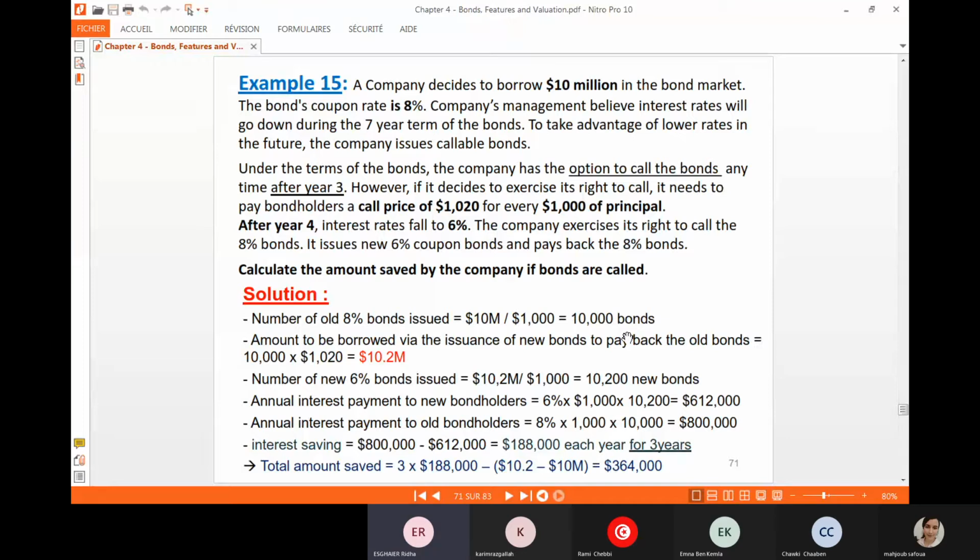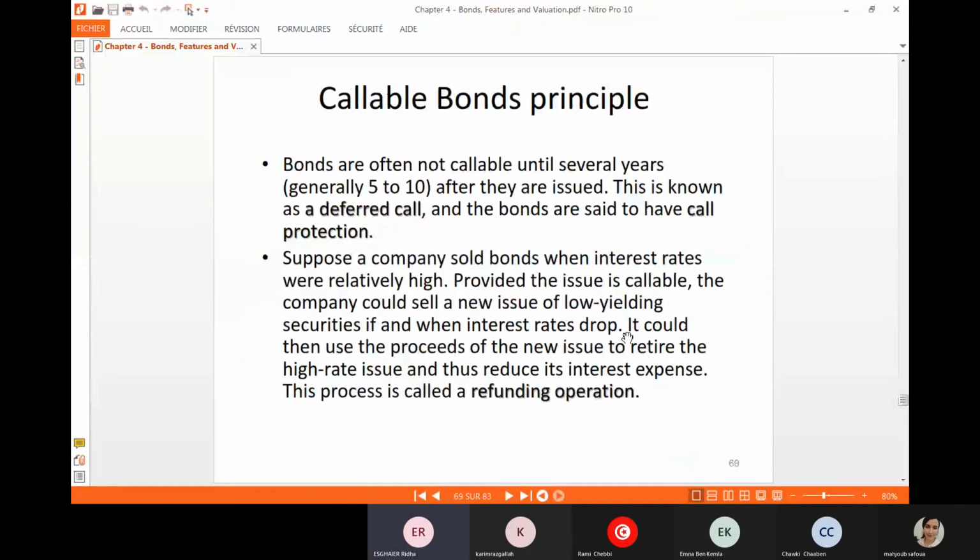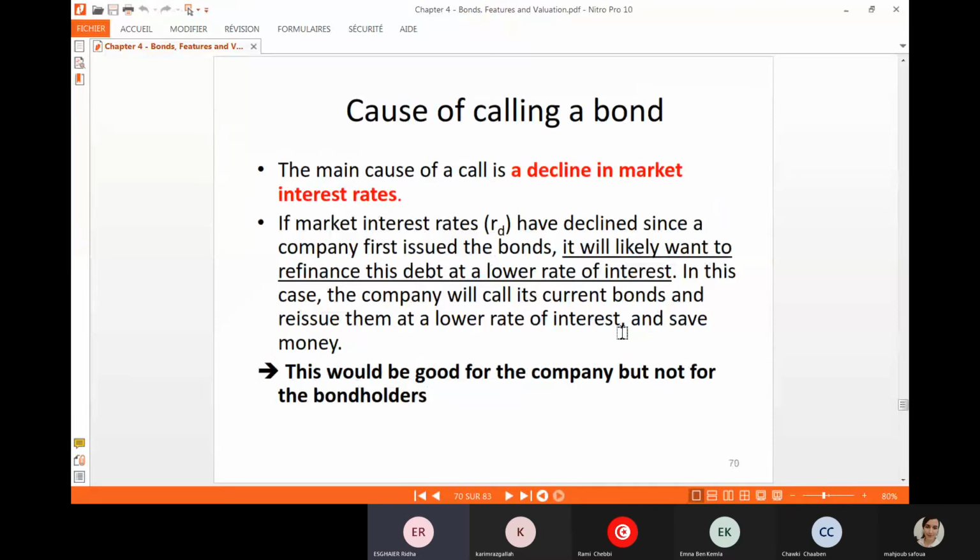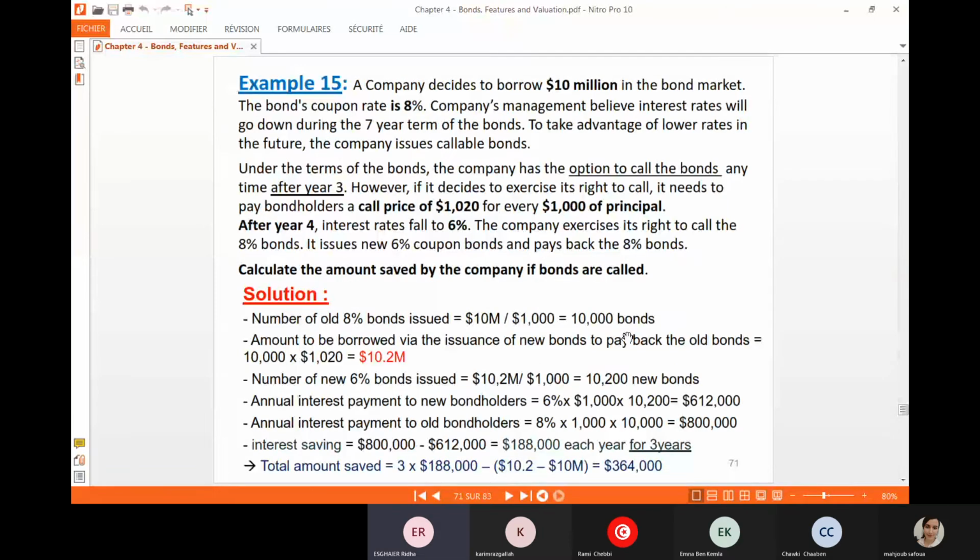So here we have what we call call protection, call protection of 3 years. You can't buy it back before 3 years. However, if it decides to exercise this right of calling the bonds, it needs to pay bondholders a call price higher than the par value. Par value here is 1,000. The company should pay 1,020 for every $1,000 of principal.